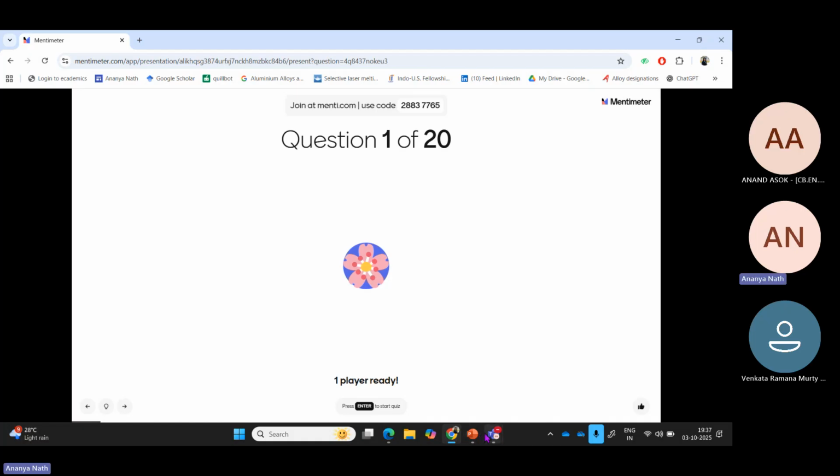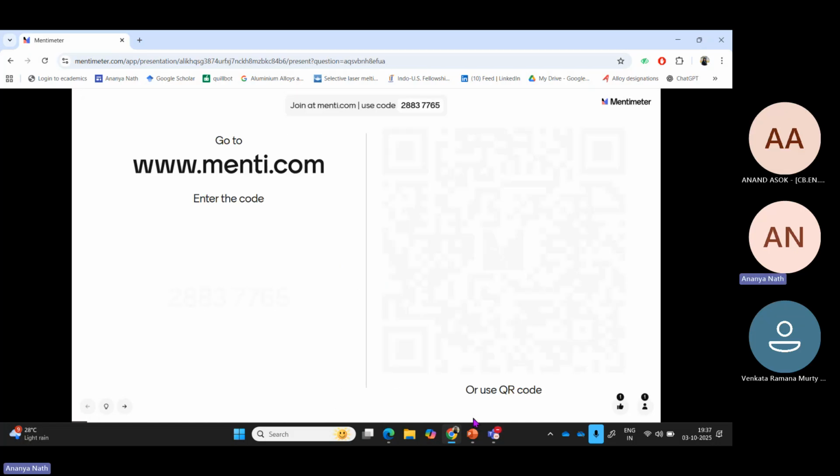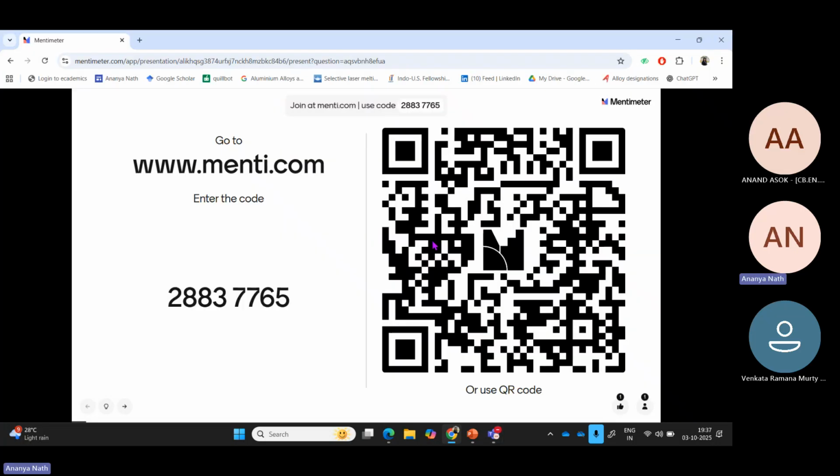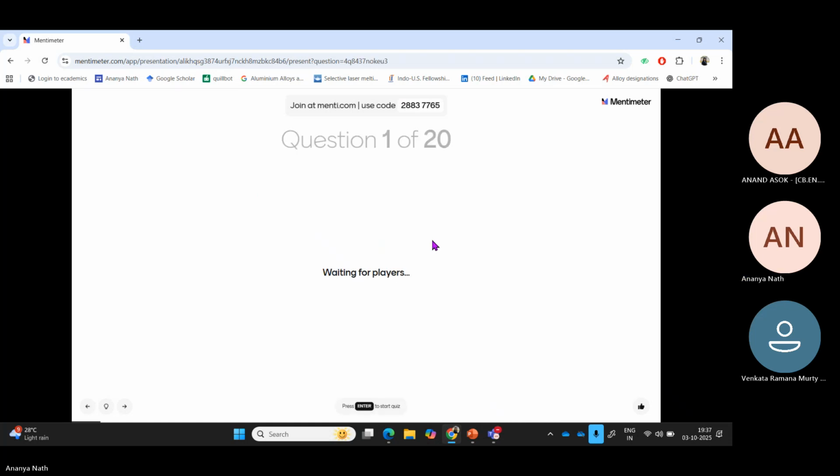All of you can scan the QR. Shok and whoever else has joined. It's a fun game. Okay, so I'm starting the questions. Here is your first question.